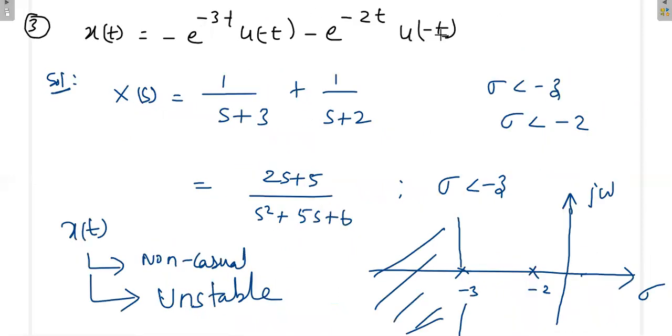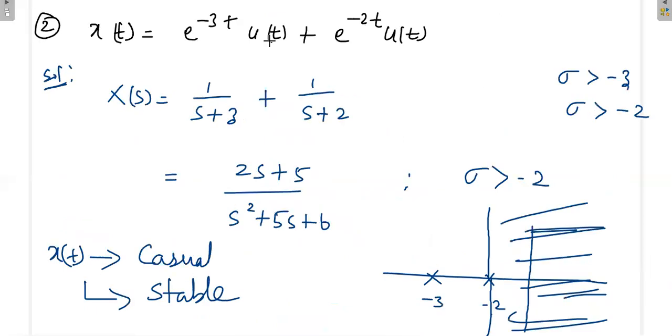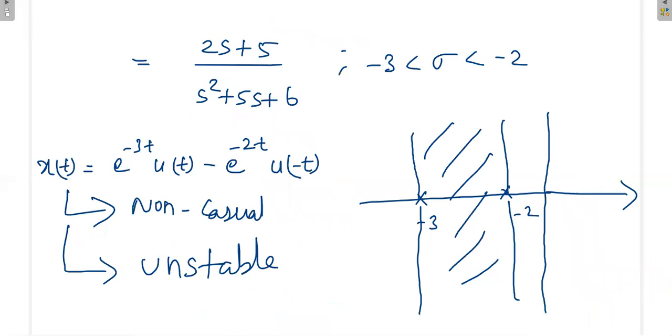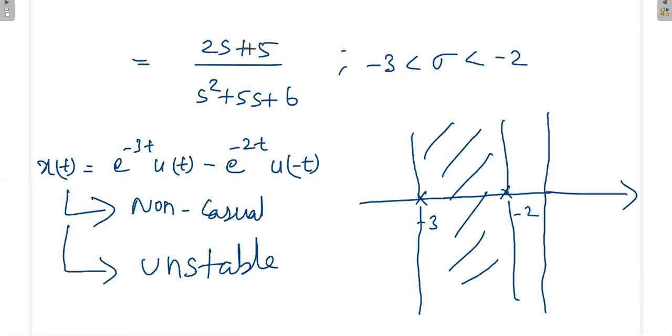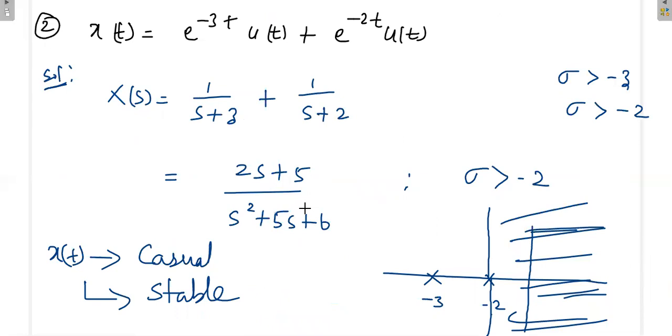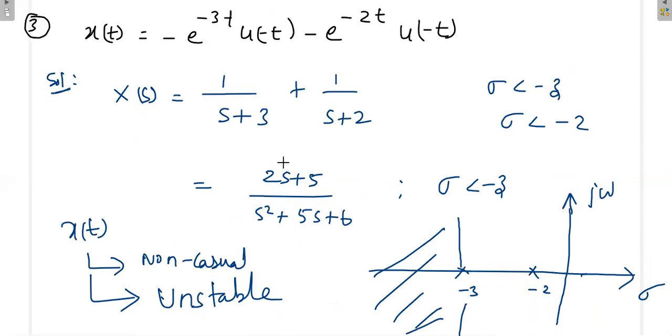We may be using u of minus t, or sometimes u of t with the plus or minus. But if you see, the answer for all these is the same. The x of s is the same for all the questions: x of s is (2s + 5) divided by (s square + 5s + 6). Here also the same answer. So that means they are differentiated by the different ROC. Now we'll compare all these.